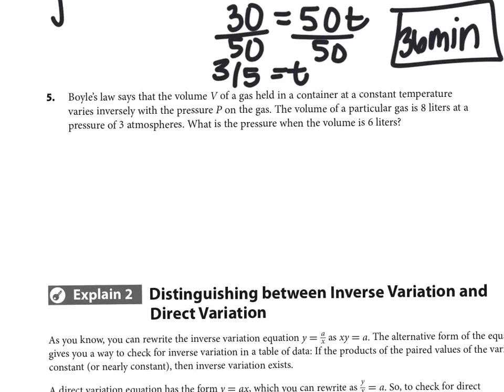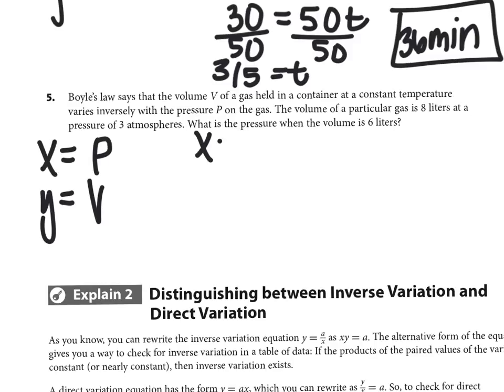So number 5, Boyle's law says that the volume of a gas held in a container at a constant temperature varies inversely with the pressure. So I'm going to first identify what x and y are. So it says volume varies inversely, and we normally read that as y varies inversely, so y is our volume, with the pressure, so that's going to be x. And then we know our equation is that x times y equals x times y. So the volume of a particular gas is 8 liters, so that's my volume, at a pressure of 3 atmospheres. So 3 times 8 equals, what's the pressure when the volume is 6 liters?